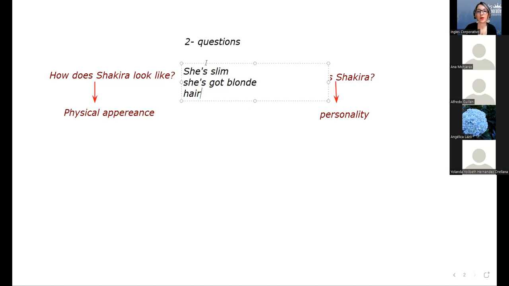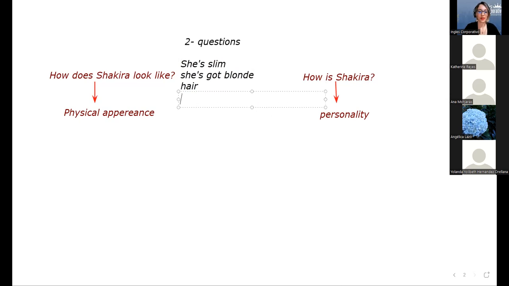Can you mention another characteristic about Shakira's physical appearance? We have her body, her hair, something else you can add, Catherine? She's got white skin. Mm-hmm. Thank you. We can say she's got white skin. Thank you. So we think about her physical appearance.